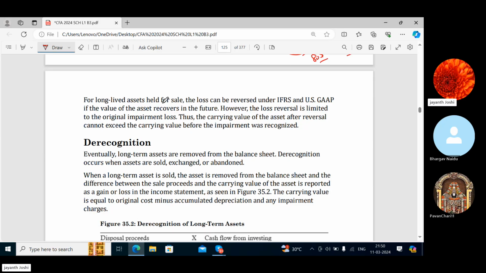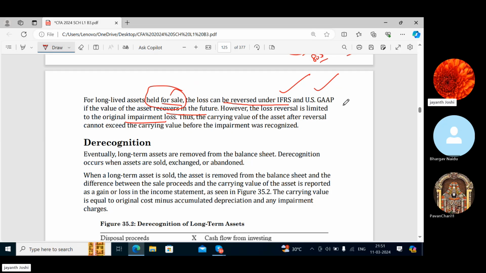For long-lived assets held for sale, the loss can be reversed under IFRS and US GAAP if the asset recovers in the future. This is the most crucial point. In US GAAP, we never see reversals, but only in the case of held for sale category assets, the loss can be reversed under IFRS or US GAAP if the asset recovers in the future, or if you get a higher value of that asset. However, loss reversal is limited to the original impairment loss. That means you can reverse the loss.